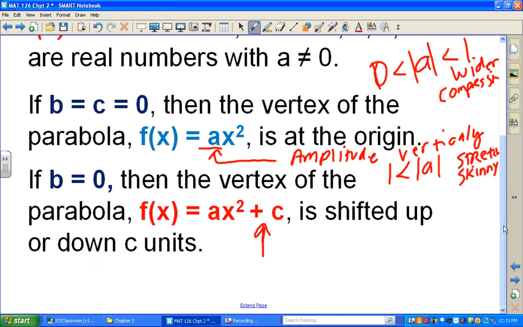Yeah? When is it a horizontal compression? Oh, that's when you go inside the squared. So if you went like 1/2 x squared, that'd be like a horizontal stretching, or a horizontal compression. That works just the opposite, actually. Okay? But yeah, that would be inside of it. It gets wider if you have 1/2 x squared. That's a horizontal.